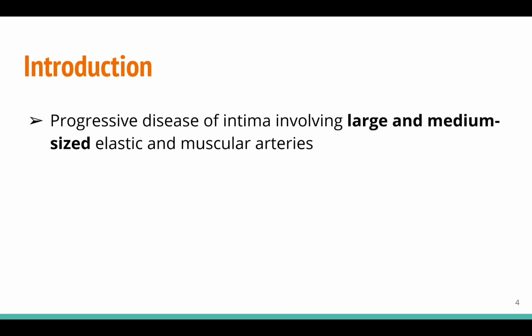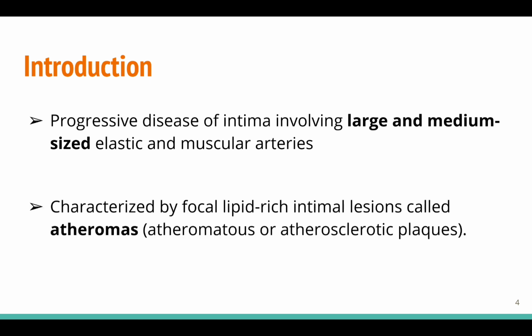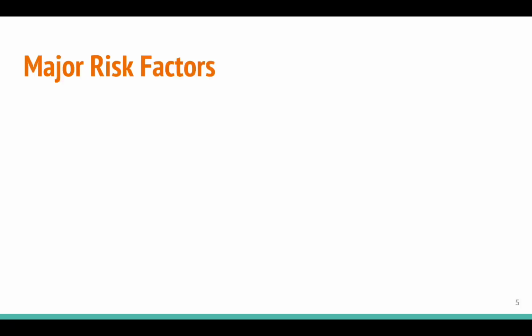Atherosclerosis is a progressive disease involving the intimal layer of the blood vessels, and generally it involves large and medium-sized elastic and muscular arteries, where you'll find lipid-rich intimal lesions known as atheromas, also known as atheromatous or atherosclerotic plaques.